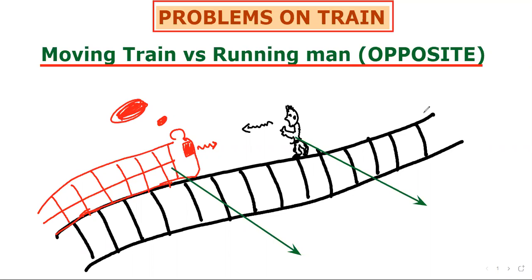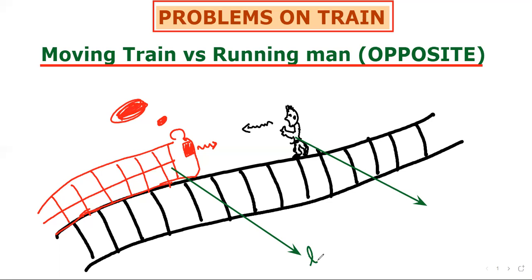So in today's video, we are about to see problems on trains. The next video, next scenario. In the last video, we have seen how to deal with the problems where a train is going to cross another train which is moving in opposite direction. Now we are going to see a scenario where a moving train is going to cross a man who is running in opposite direction.